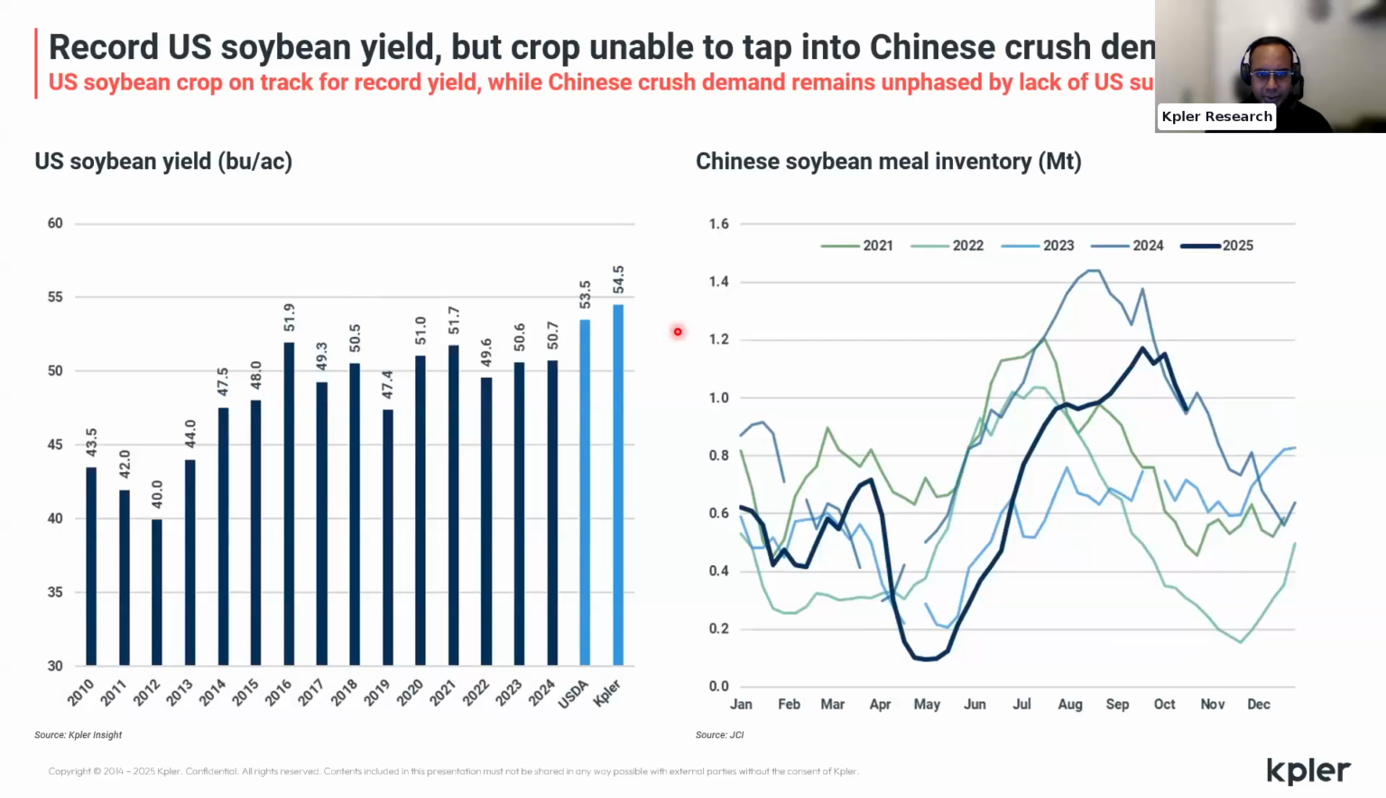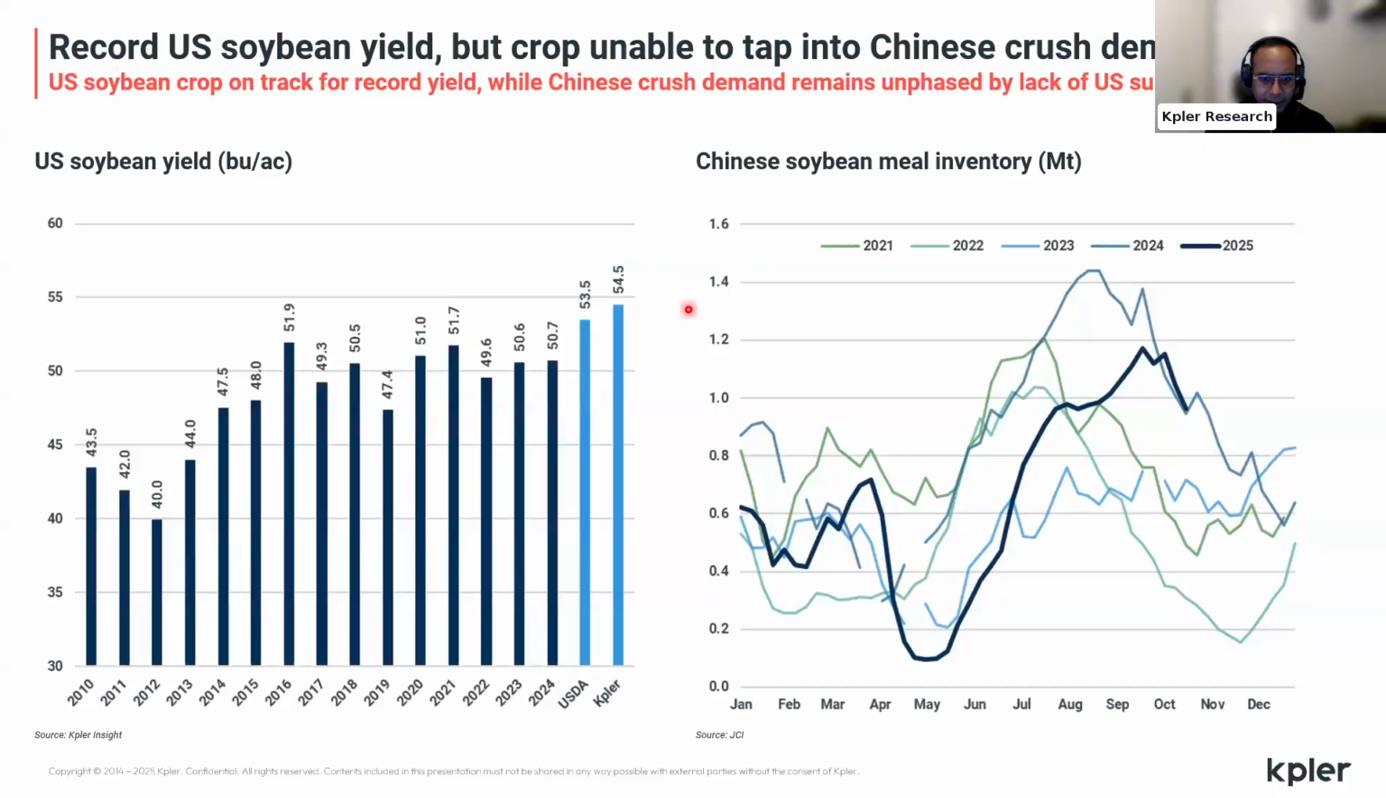Let's look at the same chart on soybeans. On soybeans, our similar geospatial analysis brings our yields to 54.5 bushels per acre, slightly higher, which leads to slightly higher production than the USDA has in its balance sheet.